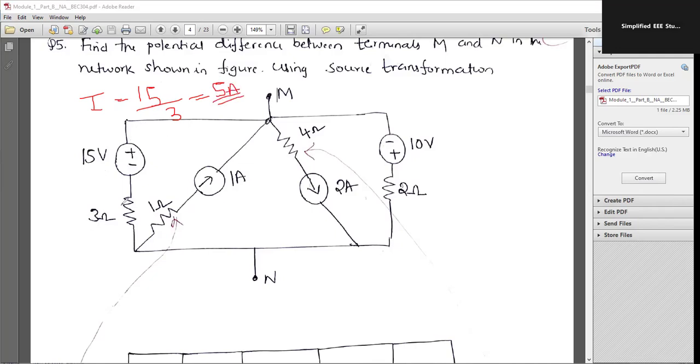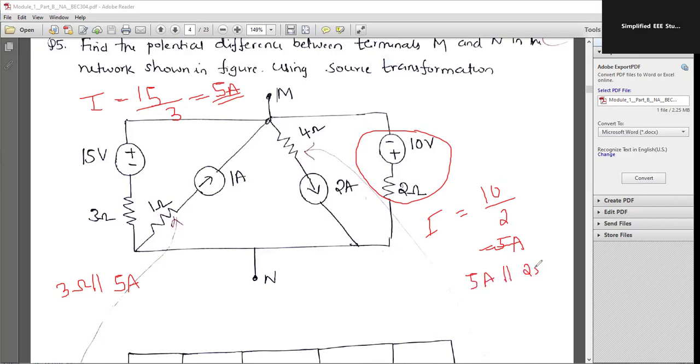Here you need to replace it with a 3 ohm resistor in parallel with a 5 ampere current source. In this case, what is the current? Current is nothing but voltage by resistance, that means 5 ampere. That means 5 ampere in parallel with the resistor, which you are supposed to do. Correct? So that part, let us modify.